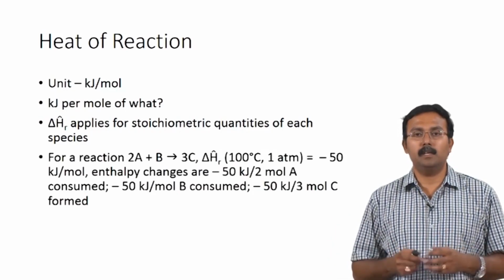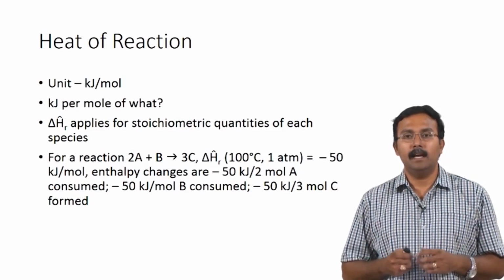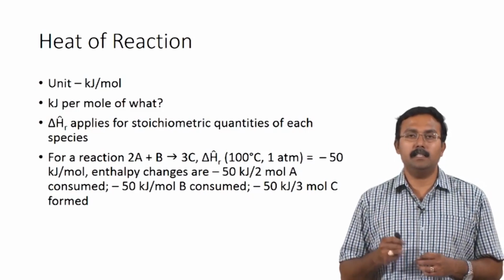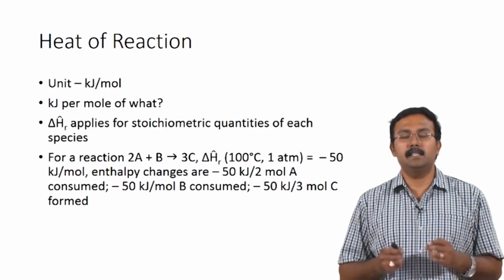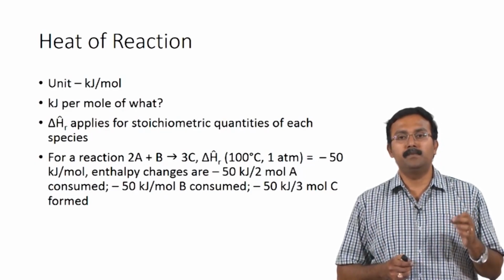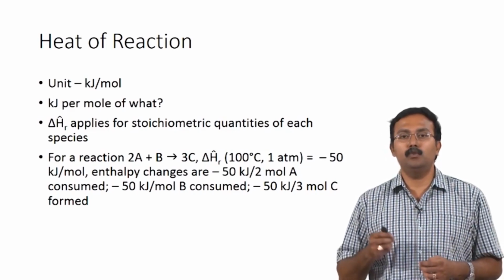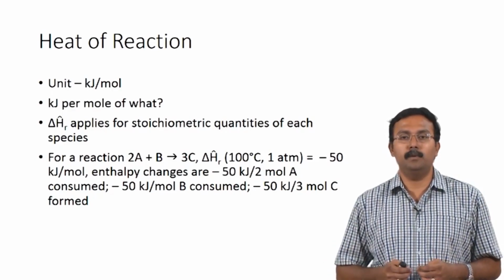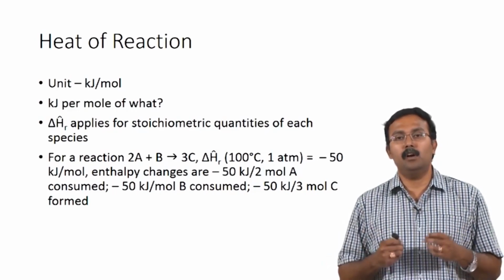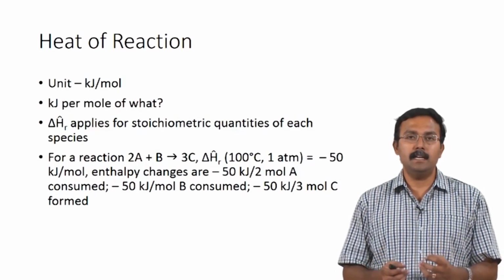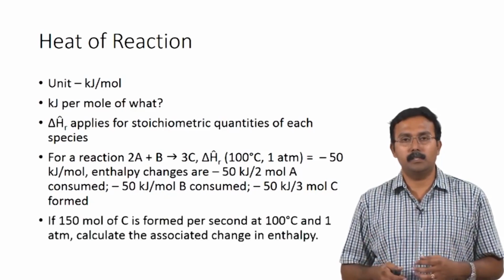In other words, let us look at this reaction where you have 2A plus B forming 3C, and if I tell you that the heat of reaction at 100 degrees Celsius and 1 atmosphere is minus 50 kilojoules per mole, the enthalpy changes associated are minus 50 kilojoules per 2 moles of A consumed, minus 50 kilojoules per 1 mole of B consumed, and minus 50 kilojoules per 3 moles of C formed. So, depending on which component you are looking at, you would have to identify the stoichiometric coefficient and use that appropriately while you are performing the calculations.